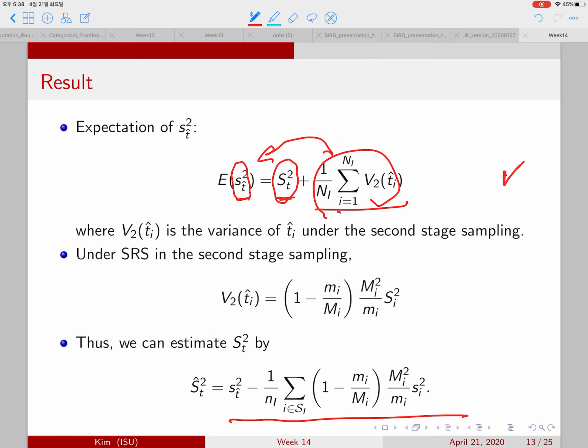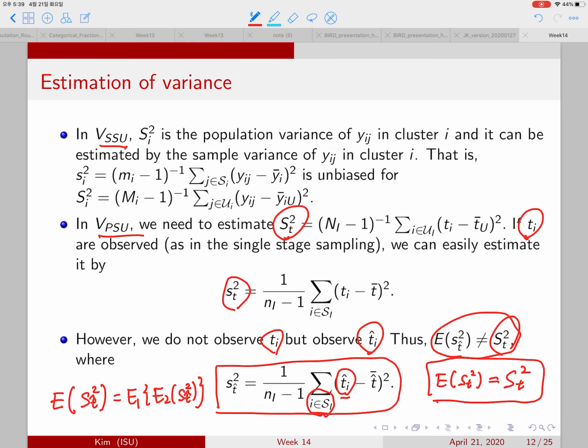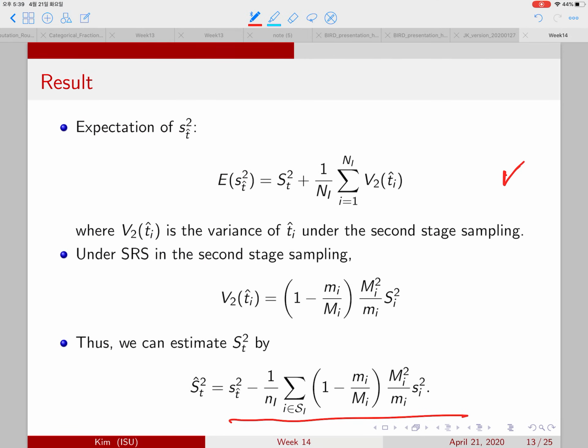And what is this? Basically, the form here is that, if you look at this form, the expectation of this guy has two random things going on. One is the expectation with respect to first stage sampling, and then you have another one, as ti hat. That means there are two things going on, because you have a sampling of clusters, and then you have a sampling of elements. So you end up getting something additional, which has to do with the second stage sampling.